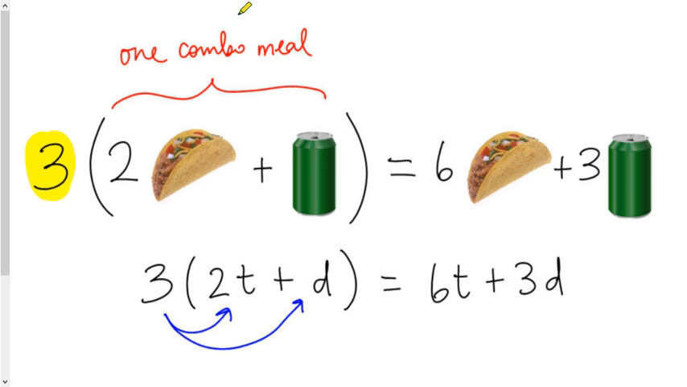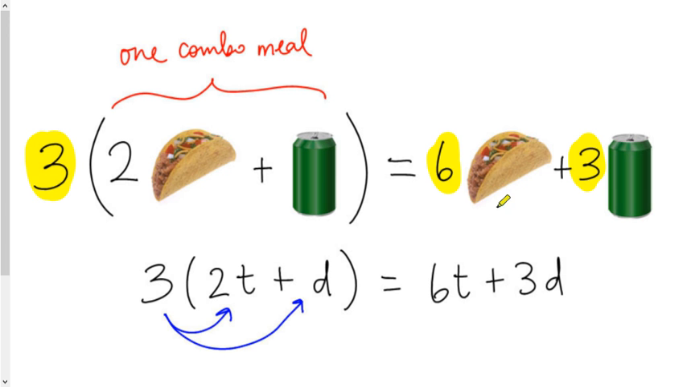Now, basically, how we're going to tackle something like this is probably something you've done in your head. You're going to say, okay, I got 3 combo meals. Each comes with 2 hard shell tacos, and each comes with 1 drink. So how do I figure that out in total? How many do I have of each? Well, I'm going to say 3 meals times 2 hard shell tacos. That's going to give us 6 hard shell tacos total. And 3 meals times 1 drink in each is going to give us 3 drinks. So 3 times 2 and 3 times 1.